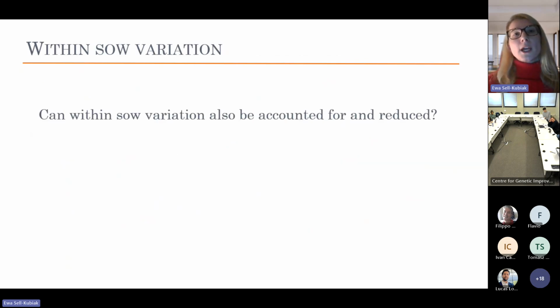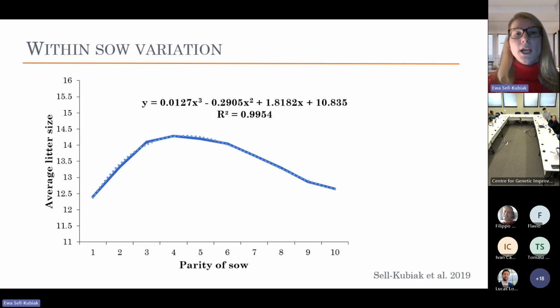But then I also thought, okay, but we keep on focusing on the entire population, but maybe we could also see what's happening within a sow, and maybe the variation can be accounted for on the level of a sow. And the idea came from the fact that when looking at the average litter size per parity, so here you see on the x-axis parities from 1 to 10, and on the y-axis is the average litter size, I saw that it actually resembles the lactation curve. So I tried and fitted Legendre polynomials, and it appeared that you can really nicely account for this curve representing different litter sizes across the parities.